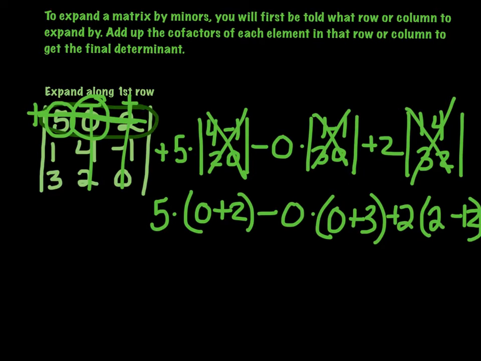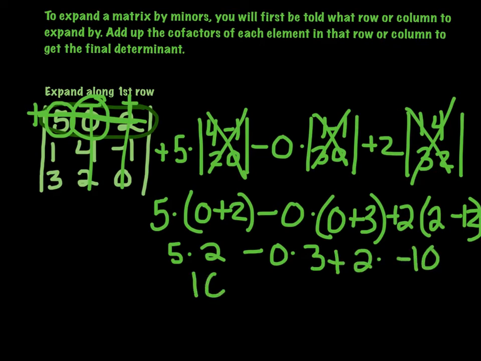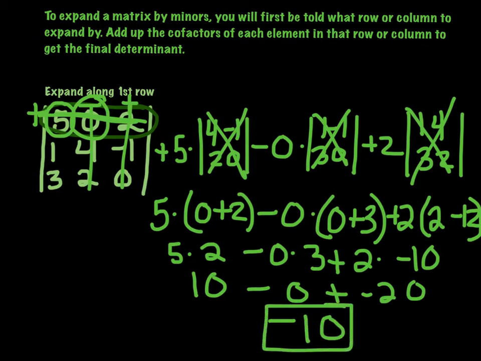So I'm going to do that math, and I'm going to have 5 times 2 minus 0 times 3 plus 2 times negative 10. 10 minus 0 plus negative 20. 10 and then minus 20 gives us a negative 10. So the determinant of this 3 by 3 matrix is negative 10.